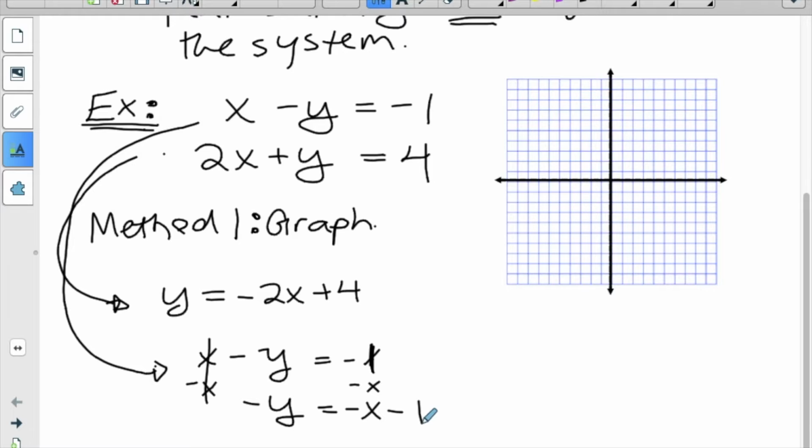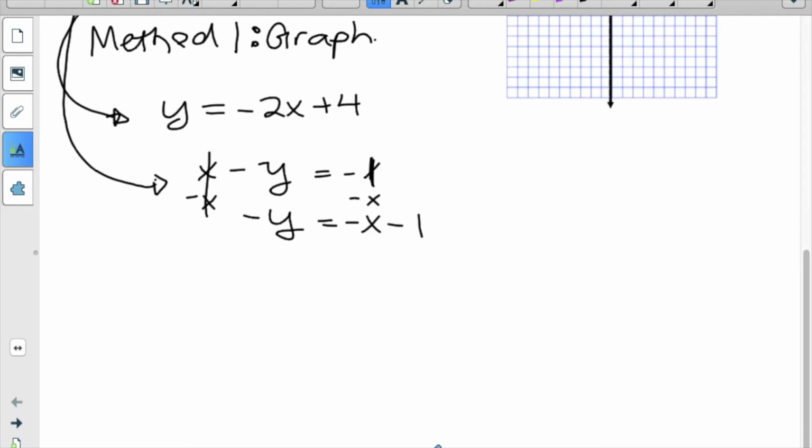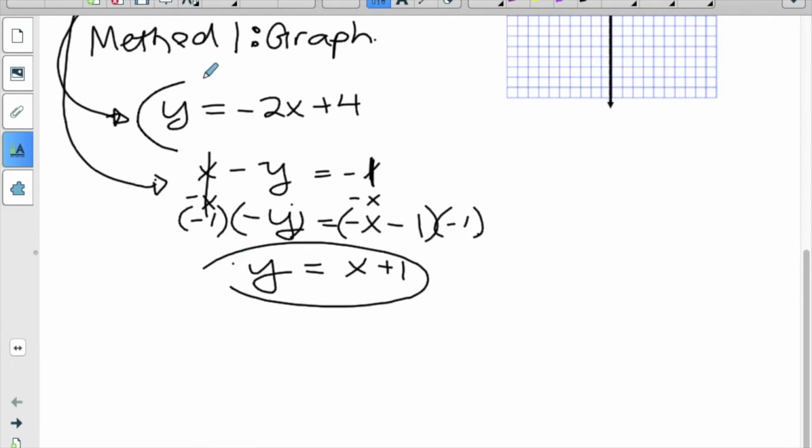But I haven't isolated y yet because I've isolated negative y. So I have to multiply everything by negative 1, right? Or switch all the signs. And then this becomes y, and this becomes x plus 1. So I have to graph this, and I have to graph this. And by the way, if you were doing this on a calculator, you'd have to take this step anyway, right?